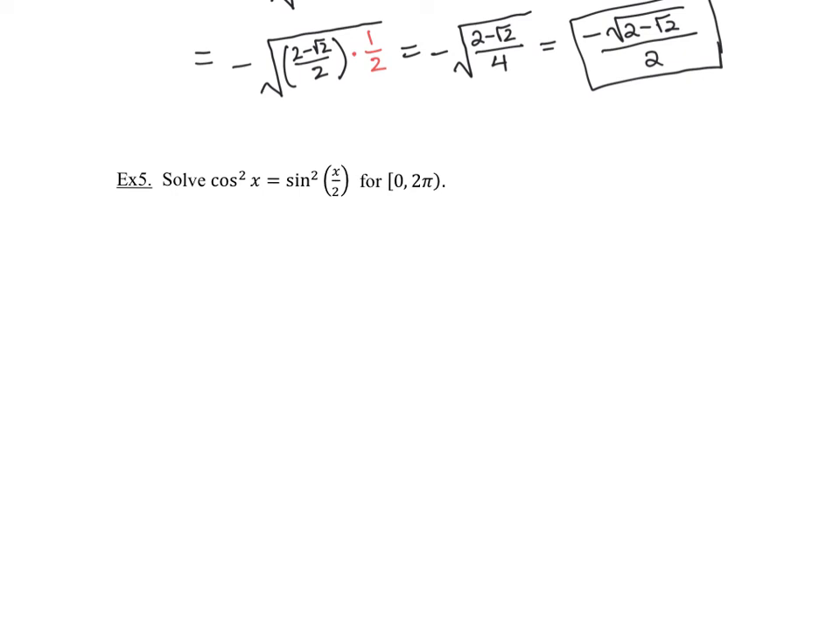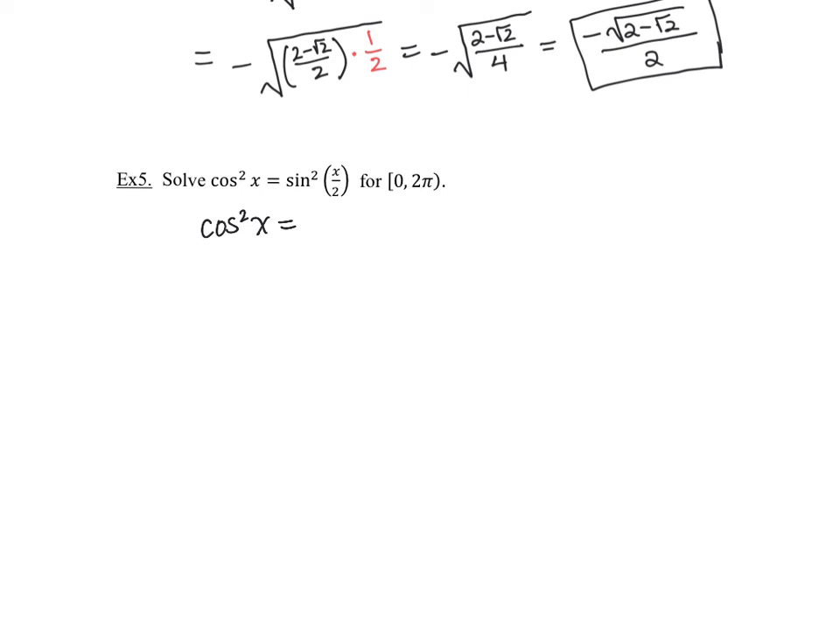One last example. This is involving the half angle formula again. We're going to solve. So let's look at this. Cosine squared x, I don't have a problem with that. Sine squared of x over 2. I don't really like that some of this is in terms of x and some of this is in terms of x over 2. So I'm going to use the half angle formula to replace the sine squared of x over 2. Cosine squared x, I like you. Sine squared of x over 2, I don't like you.